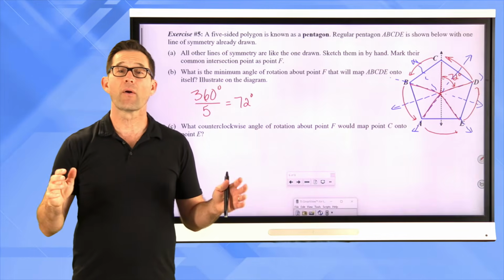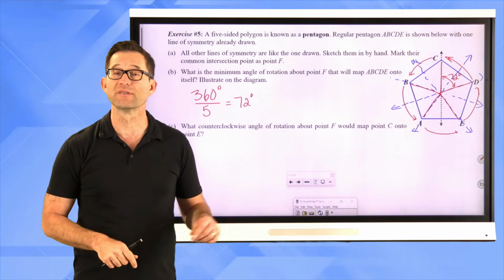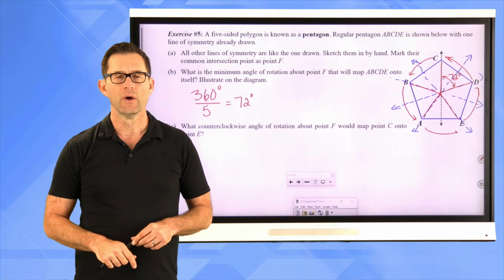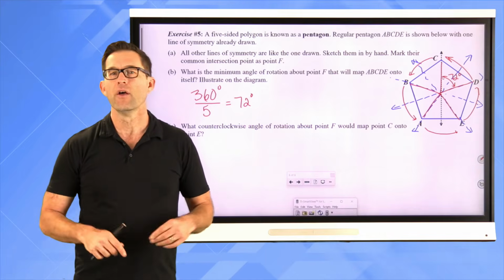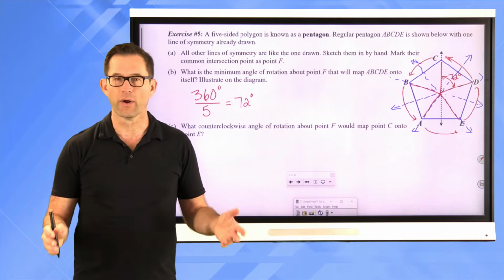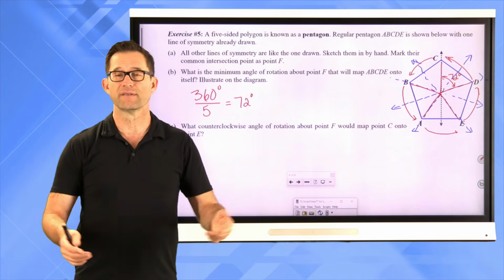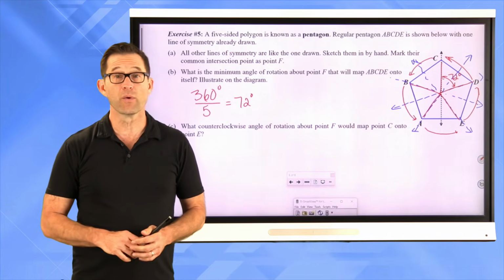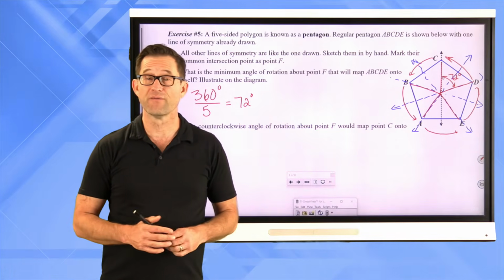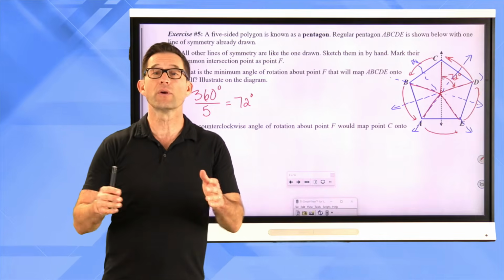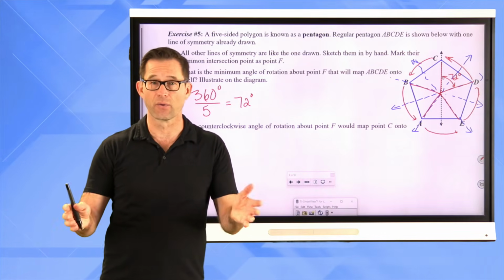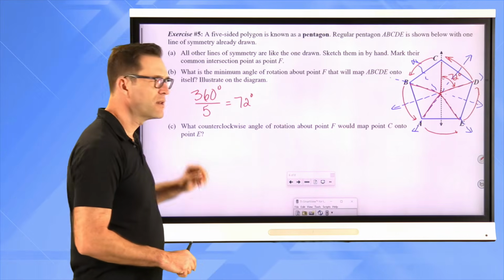If I wanted to figure out all the other angles of rotation, I would simply do 2 times 72, which would be 144, 3 times 72, which would be 216, etc., etc. All right? And of course, there would be a bunch of different angles, 5 angles in total if you count the 360-degree angle. All right, let's take a look at letter C.